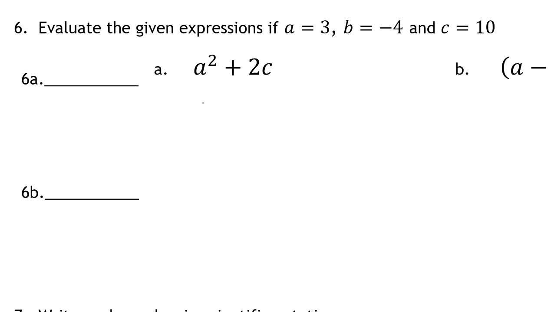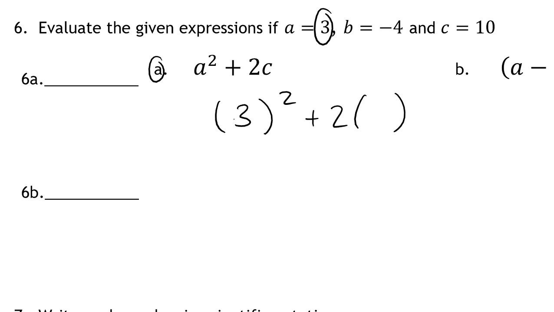On part A, it says to take the value of A and square it, and then add 2 times the value of C. Well, I can see that A is 3, so that's what I'm going to square. And then I can see that C is the number 10. So this ends up being 9 plus 2 times 10 is 20. So I get the number 29 for part A.